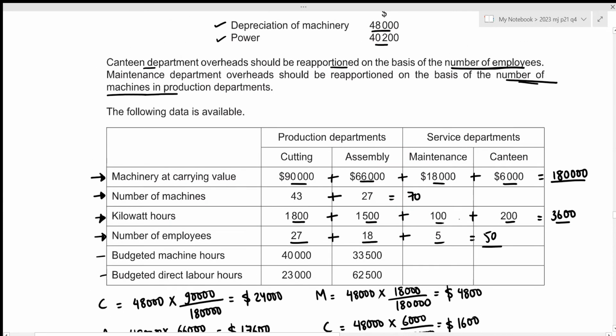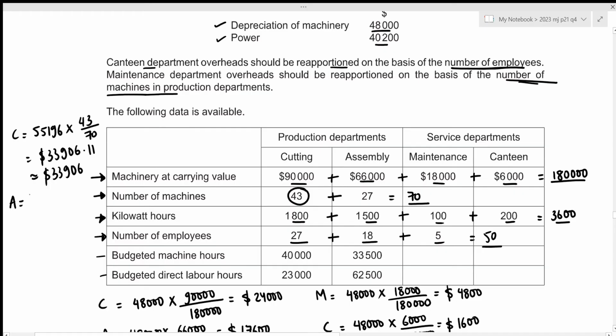Now let's figure out its reapportionment towards cutting department. We start with the total of 55,196, and out of the total of 70 machines, 43 belongs to cutting department. So that's times 43 out of 70. And this results in the value of 33,906.11. If you round it off, that will be 33,906.